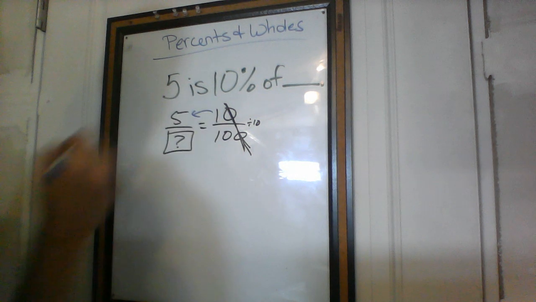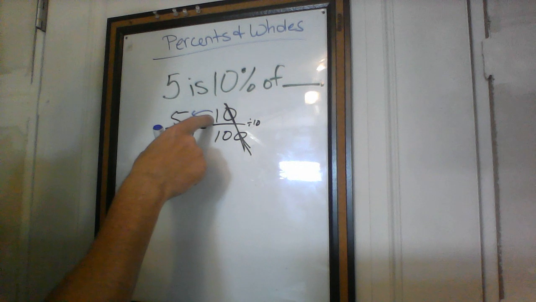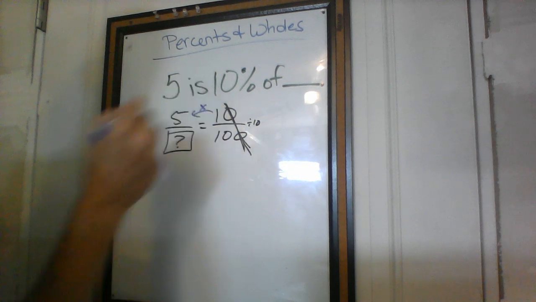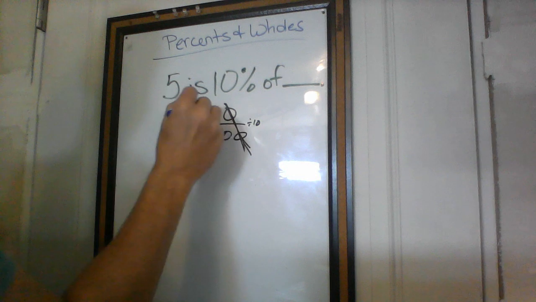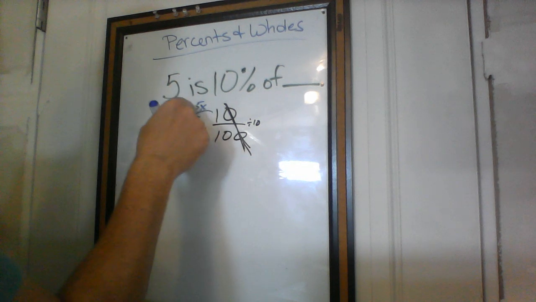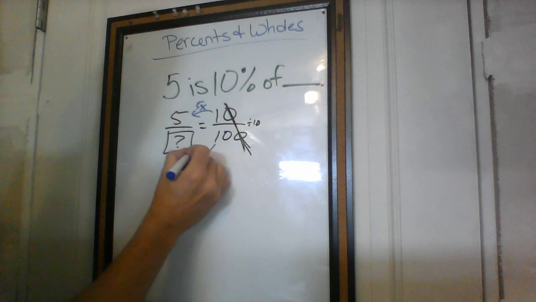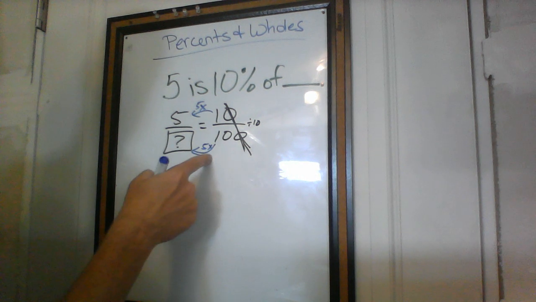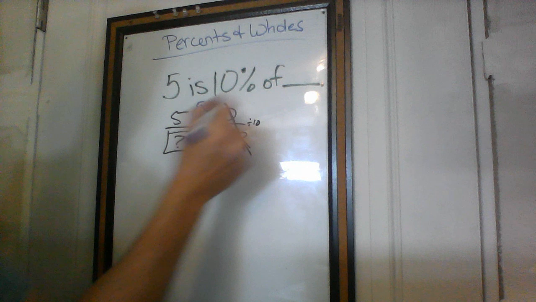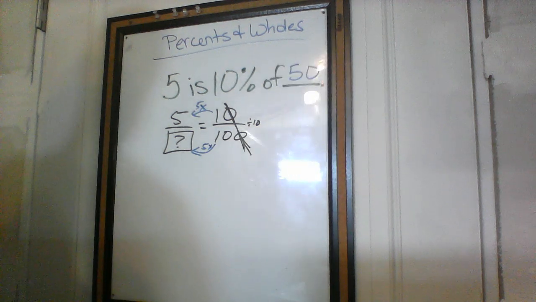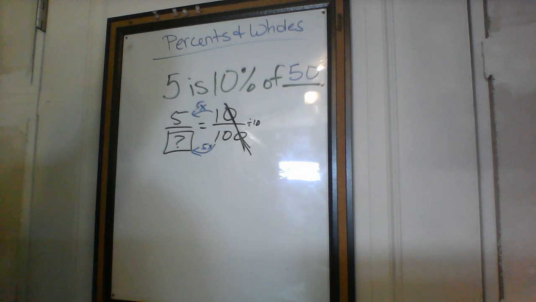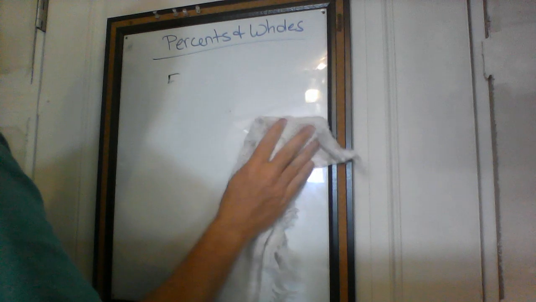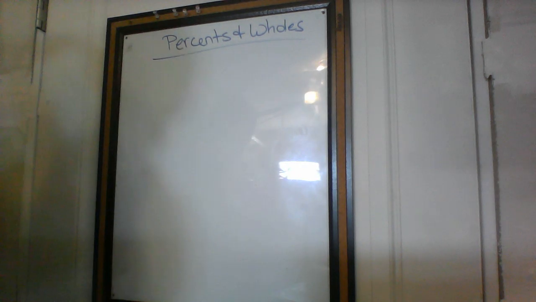How do we do this on the top? 1 times something is going to equal 5. 1 times 5 equals 5. Well, we're going to take 10 times 5 equals 50. So our answer right there is 50. See how easy these are? You guys are going to get 100% on all of this.